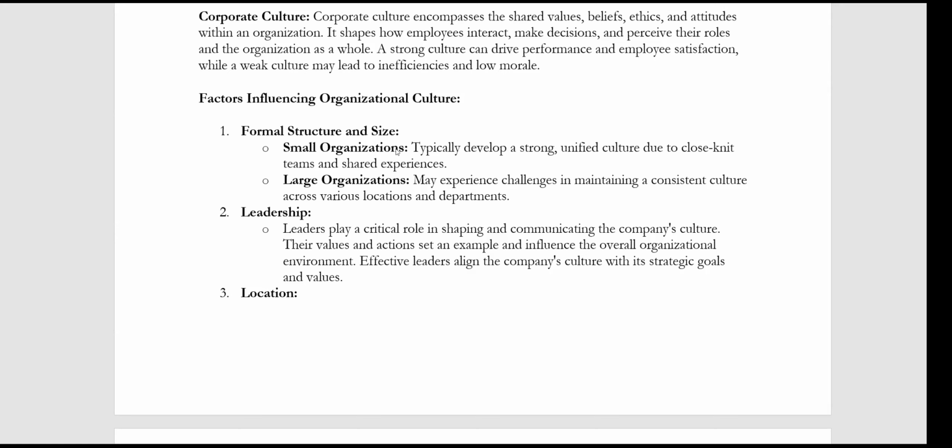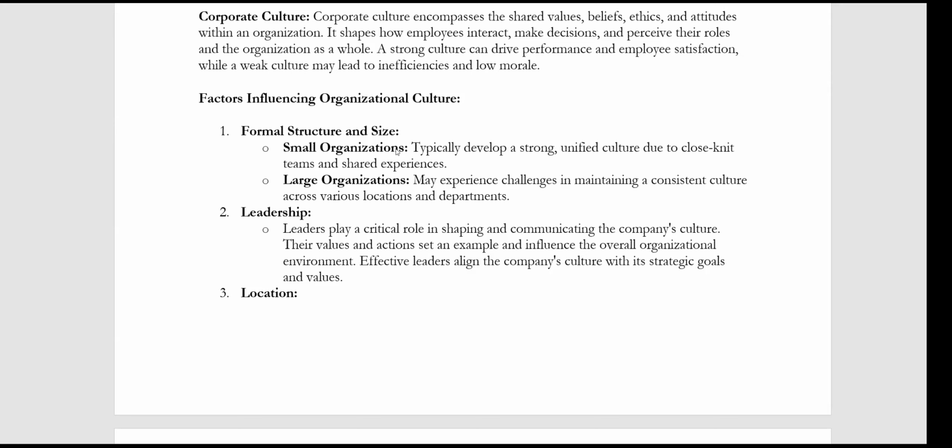Now, corporate culture. Charles Handy defined culture as the way we do things around here. So corporate culture encompasses the shared values, beliefs, ethics, and attitudes within the organization, or how a group of people or a specific organization does its things, right? It shapes how employees interact, make decisions, and perceive their roles and the organization as a whole.